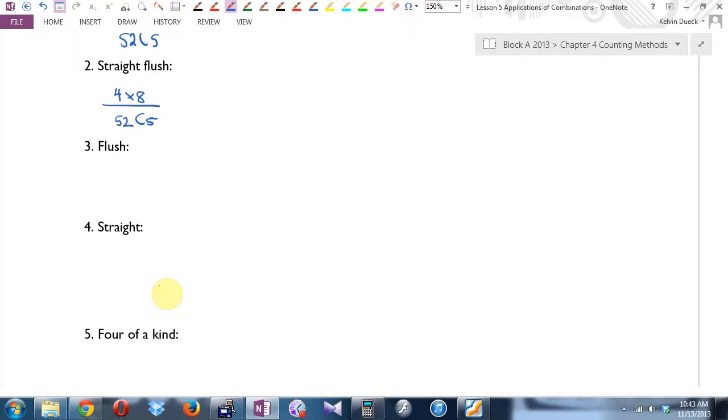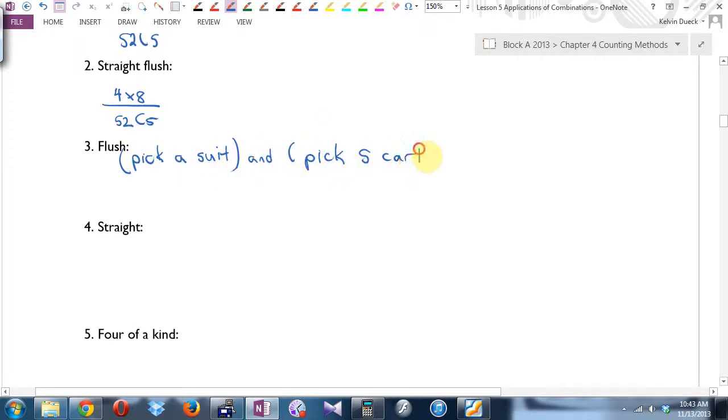Now we can start using some chooses. How do you get a flush? First of all, how many cards do you pick? To get a flush, the first thing you have to do is pick a suit and pick 5 cards. What does "and" mean? Multiply. How many suits are there in the deck? Pick a suit: could be hearts, spades, diamonds, or clubs. Once you pick a suit, how many cards are in that suit?